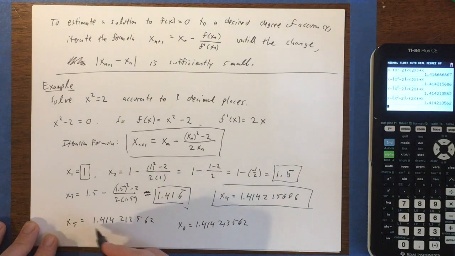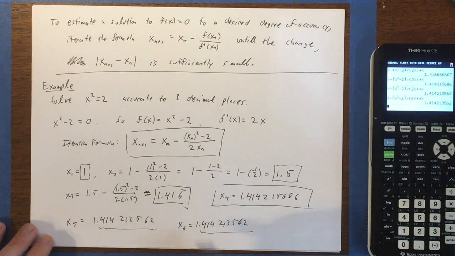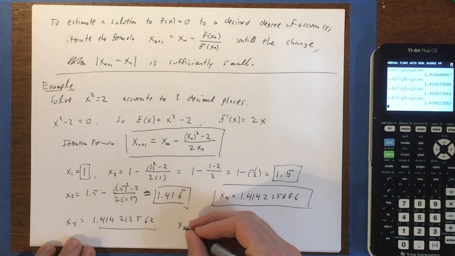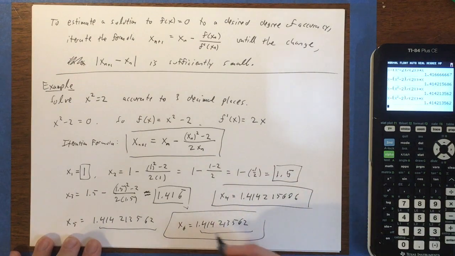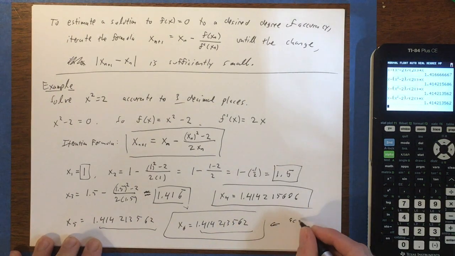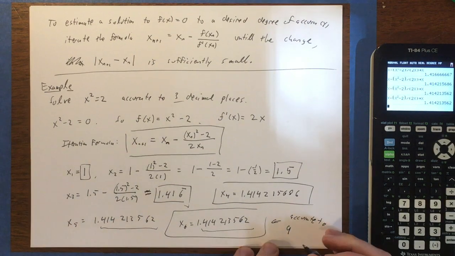One more time, x6 is 1.4142135562. Now, at this point, it's repeating the entire number. This is the exact same answer because we've now gotten to the point where this approximation is so close. It's actually so accurate that it's accurate not just out to 3 decimal places, but 1, 2, 3, 4, 5, 6, 7, 8, 9 decimal places. So that's pretty good.